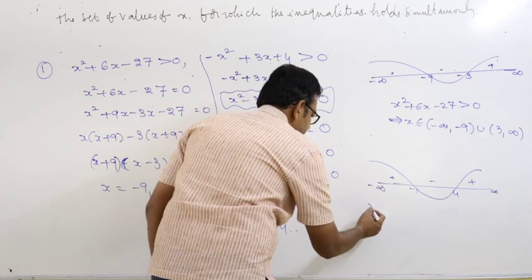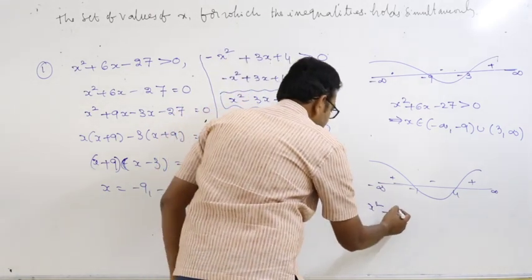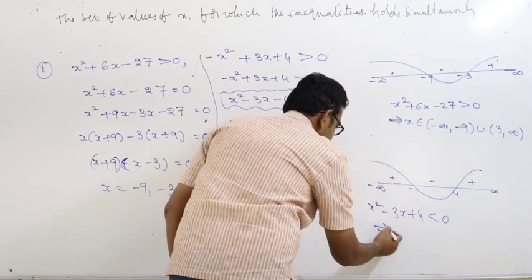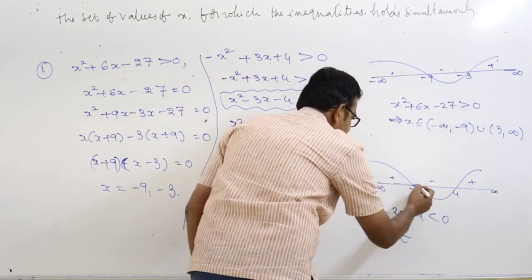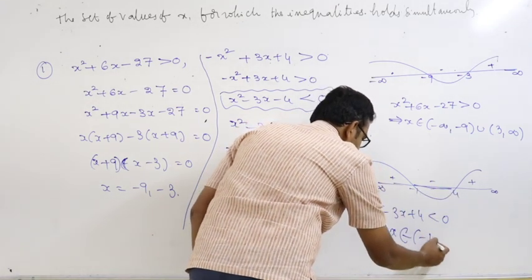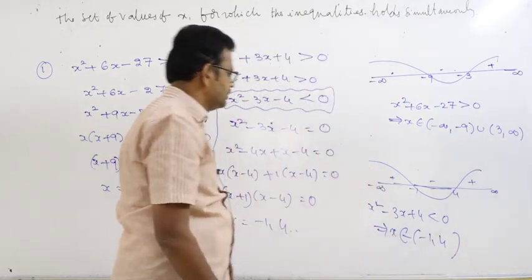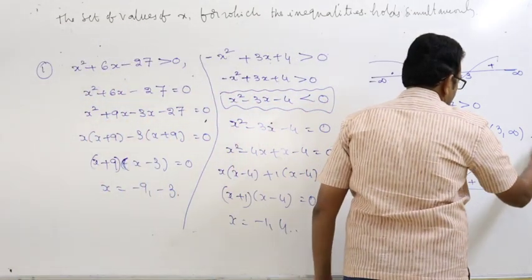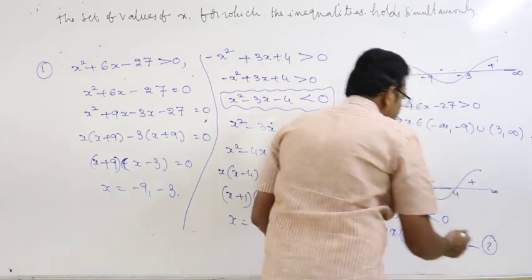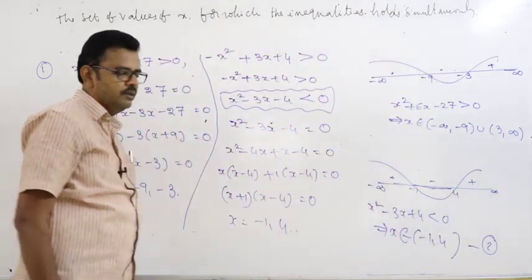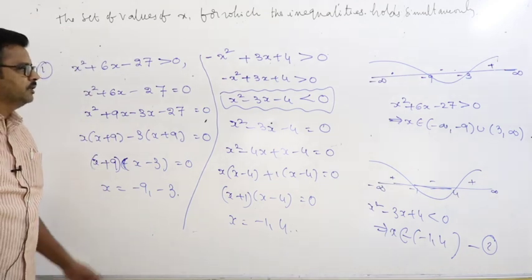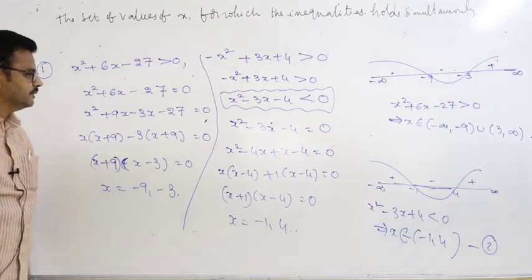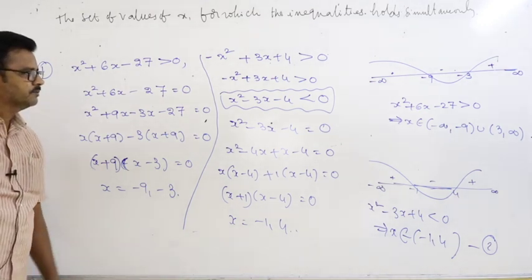So x square minus 3x minus 4 is less than 0 implies x belongs to what? Where is it negative? In the interval minus 1 comma 4. So this is the first one and this is the second one. Now we have to find the common part. Finding the common part means both inequalities hold simultaneously.